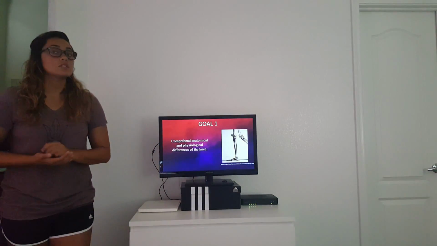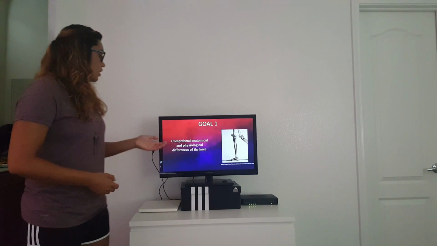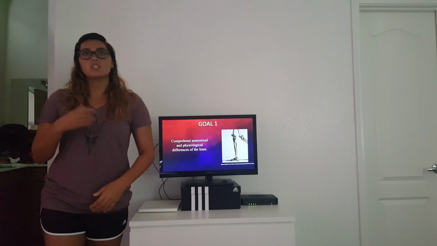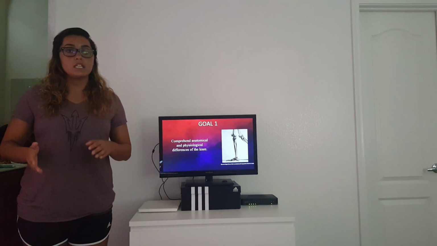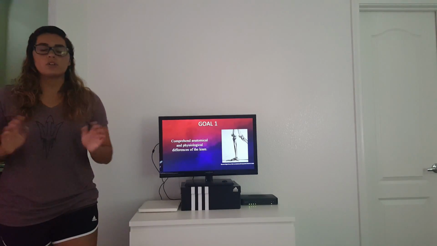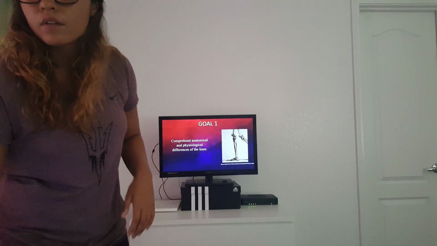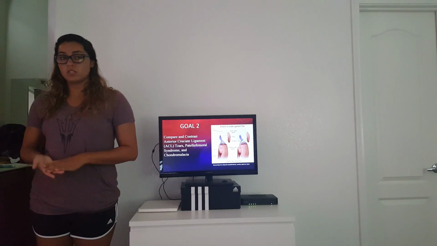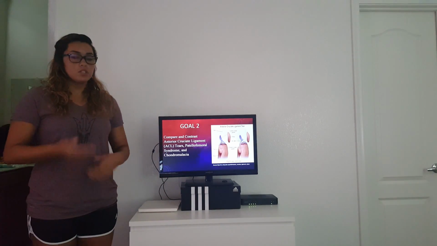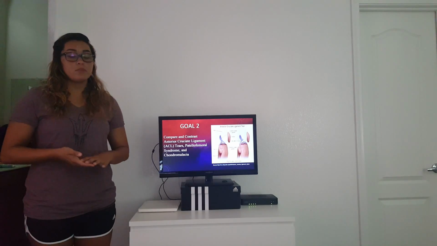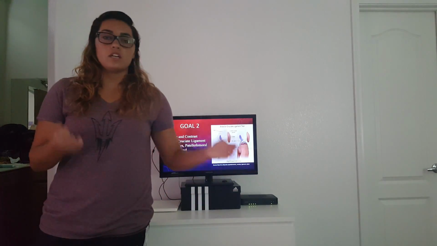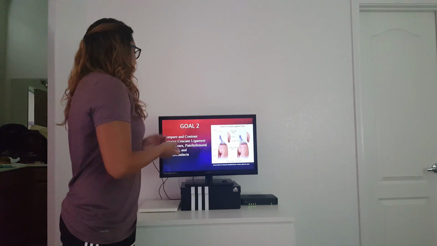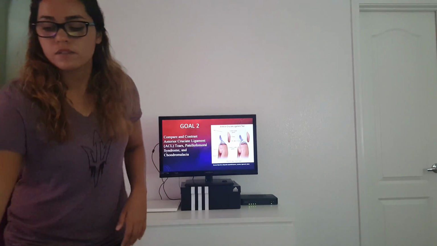So we have three goals in this lecture. The first goal is obviously to comprehend anatomical and physiological differences of the knee so that you understand where everything is located in the knee so things don't confuse you. Our second goal is to compare and contrast the ACL, the patellofemoral syndrome, and the chondromalacia so that you are capable of understanding the differences between these three knee injuries.